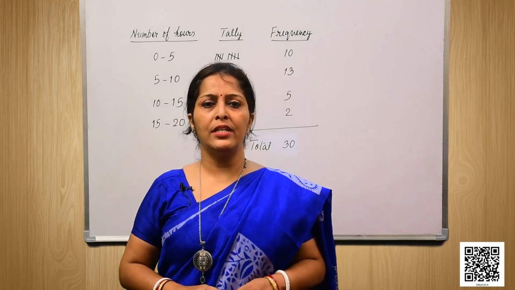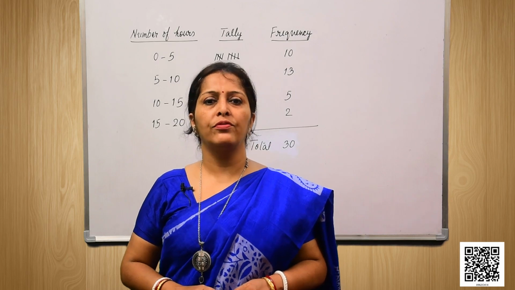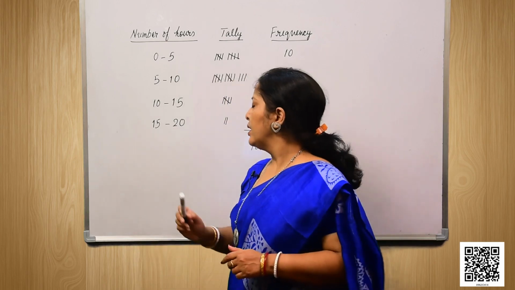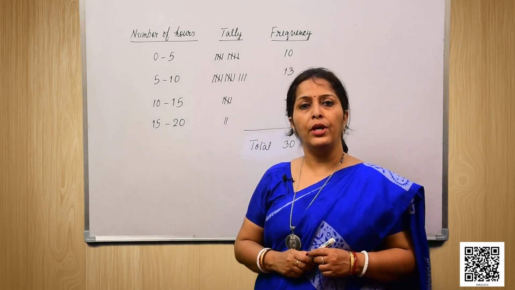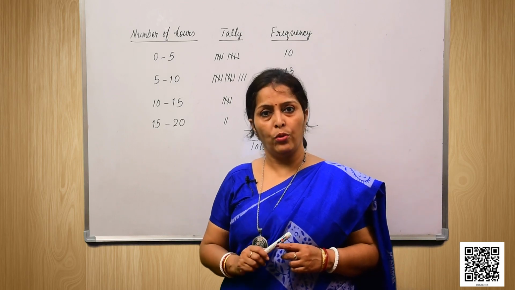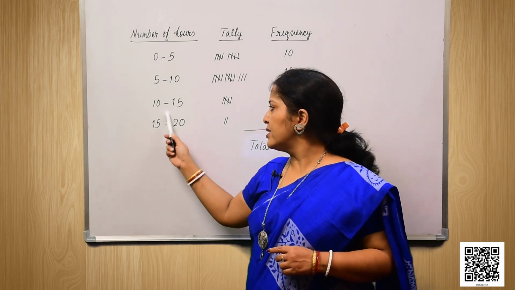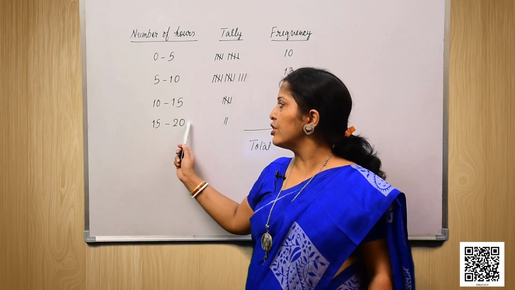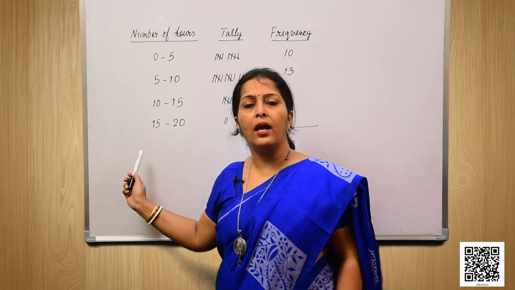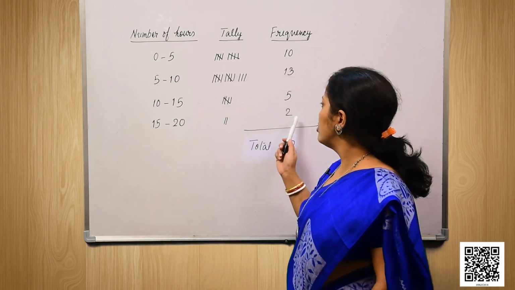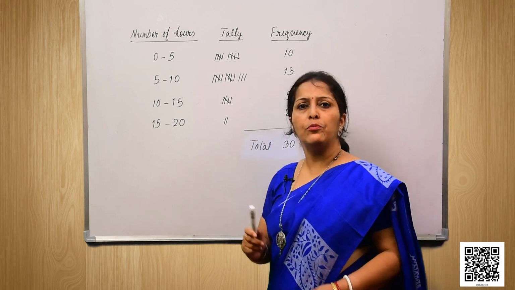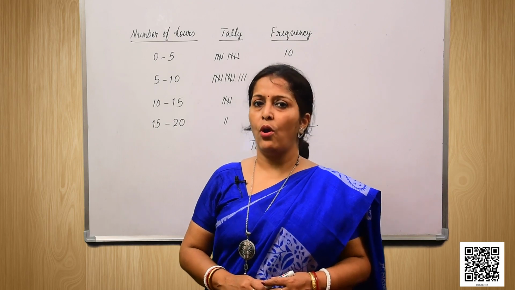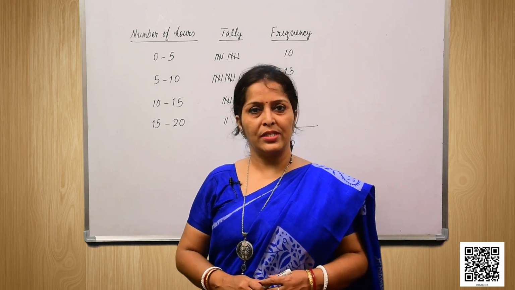Second says how many children watched television for 15 or more hours a week. Let us see it from the table. Since we were asked for 15 or more hours, we go to the class 15 to 20. That means the children who are watching television for 15 hours or more are in this range, and we have 2 as the frequency. So we can come to the conclusion that 2 children watched television for 15 hours or more in a week. I hope it is clear to all.